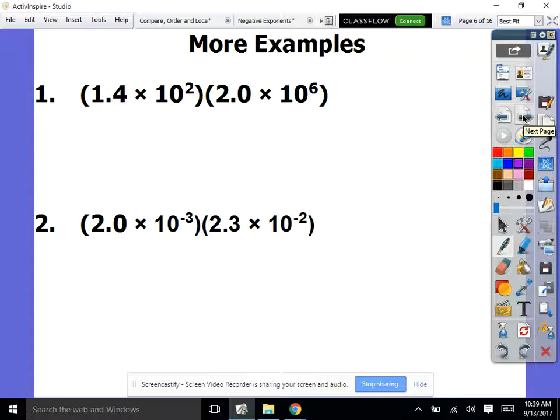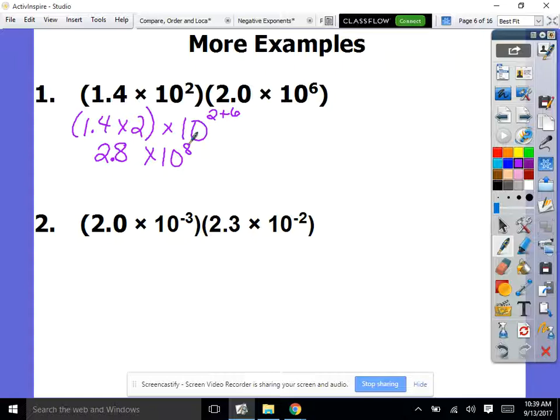All right, so first thing, we rewrite it and group the numbers together. So 1.4 times 2.0, can I leave that as 2? I can, to make it easier to multiply, times 10, and when we multiply powers with the same base, we add the exponents, so 10 to the 2 plus 6. So 2 times 4 is 8, 2 times 1 is 2. That would give us 2.8 times 10 to the 8th power.